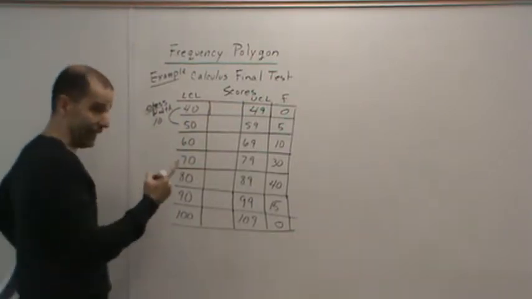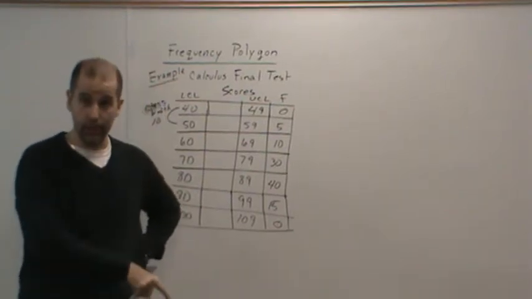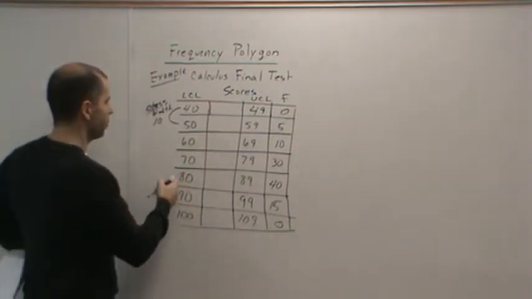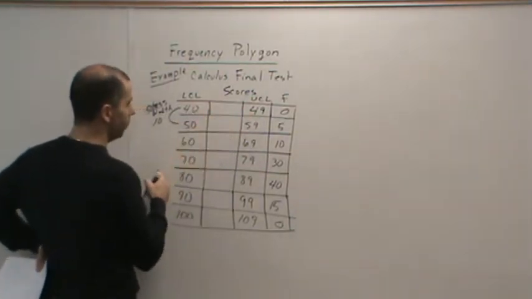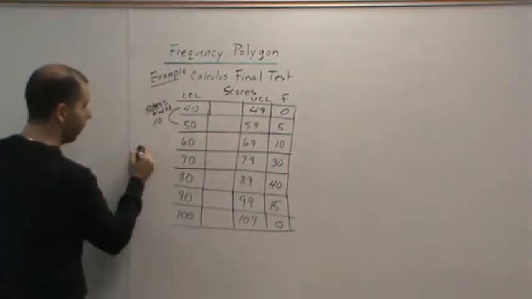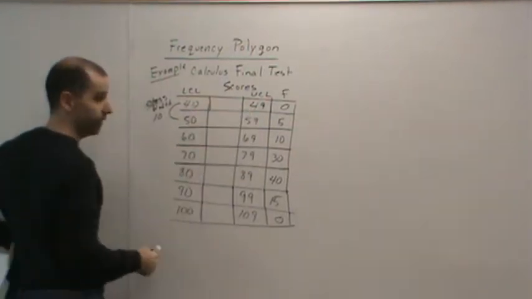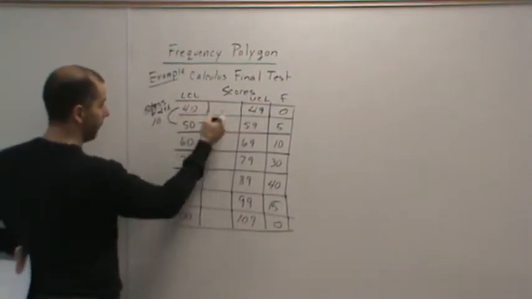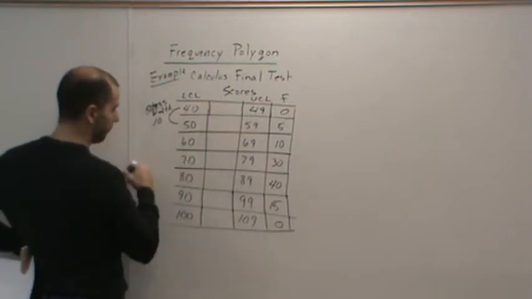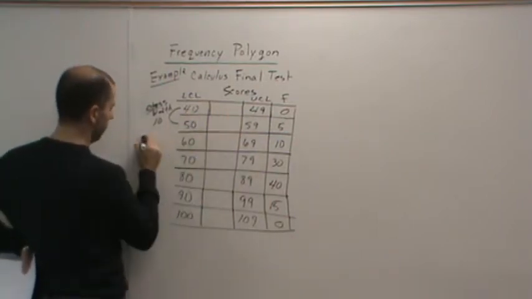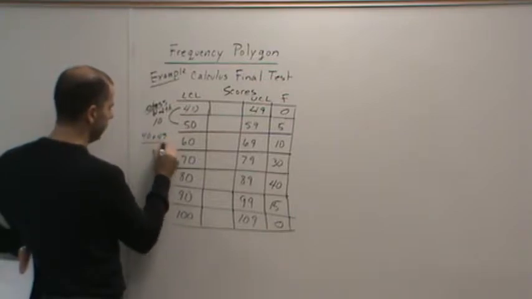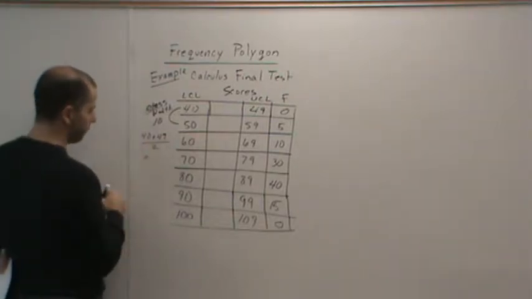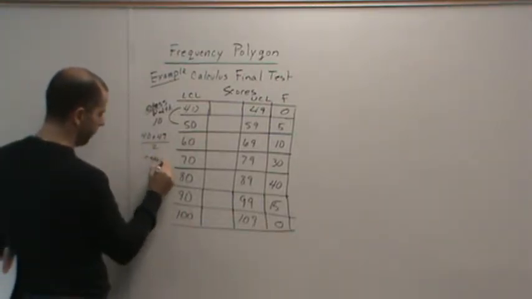Okay? So the easiest way to figure out all of the midpoints of the classes is find the first one and then add the class width. So what's the midpoint between these two class limits? Well, you add the two class limits, upper and lower, and divide by 2. So we're going to do 40 plus 49 divided by 2. What does that equal? It's the halfway point between these two, which is going to be 44.5.